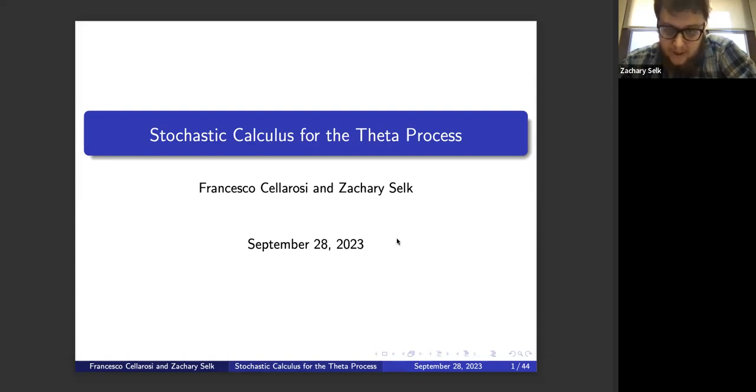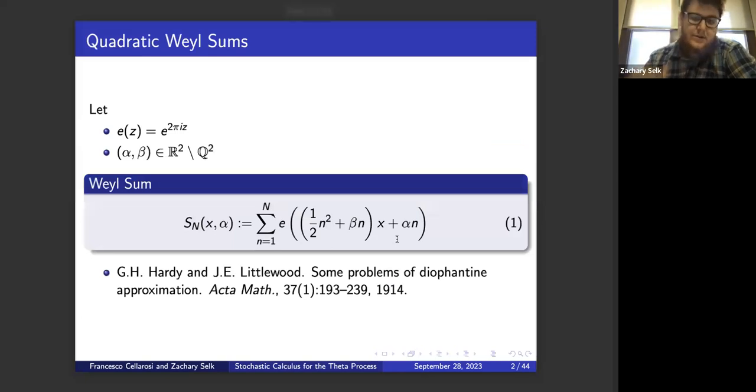I'll be talking about stochastic calculus for the theta process. The start off will be with quadratic Weyl sums. So we take these quadratic sums where alpha and beta are not both rational. So one of them can be rational as long as the other one is not. And it was originally studied by Hardy and Littlewood, very classical stuff. I won't go through the history too much of the Weyl sums.